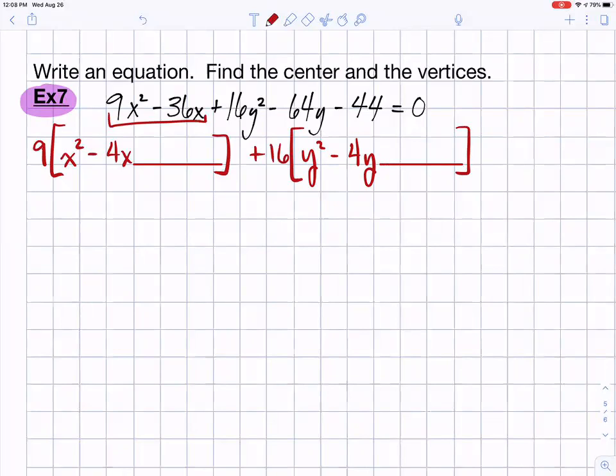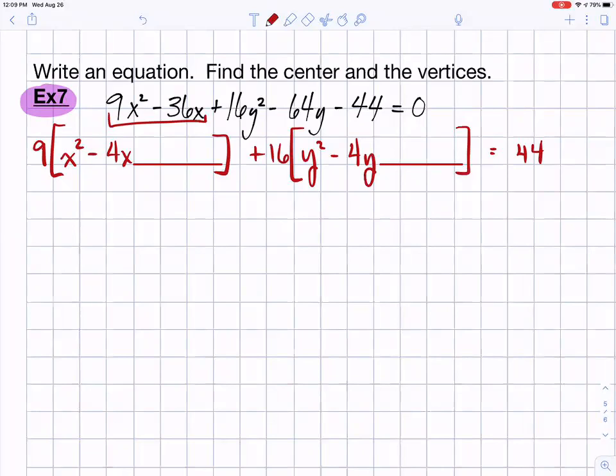On your how-to, what's step number 2 say? Move your constant. Get it over on the other side. So it's going to be a 44 on the other side. Then what's next in my how-to? Now I'm ready for the whole half of B.